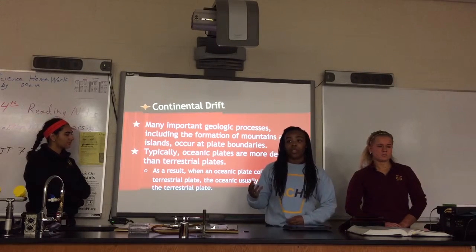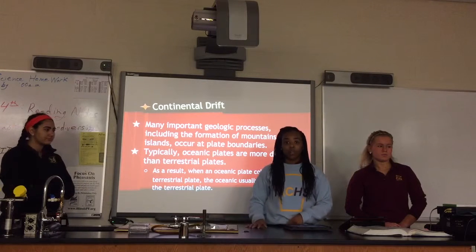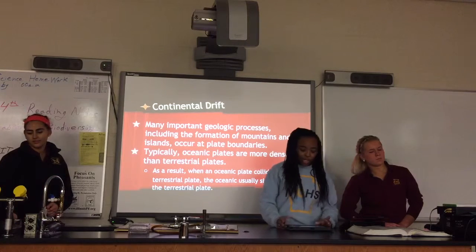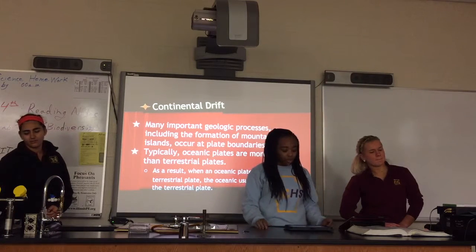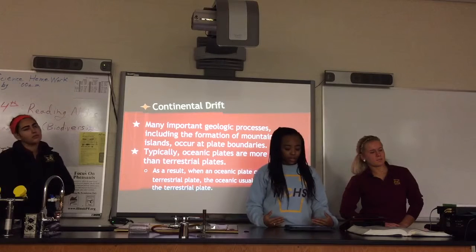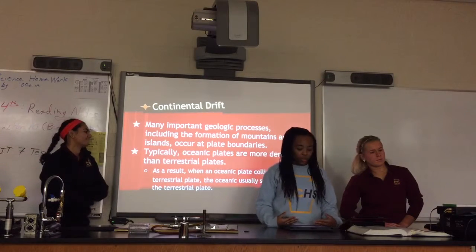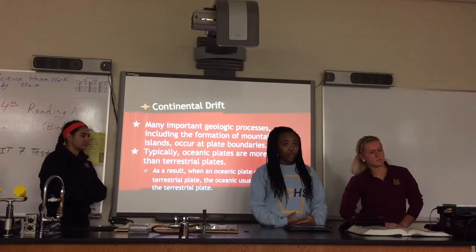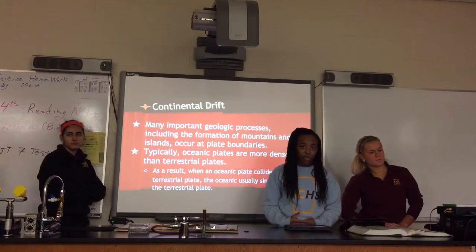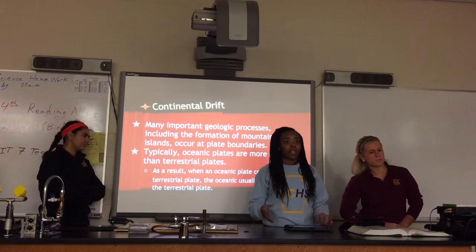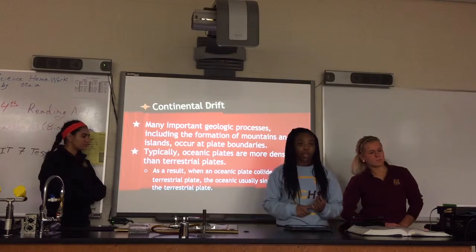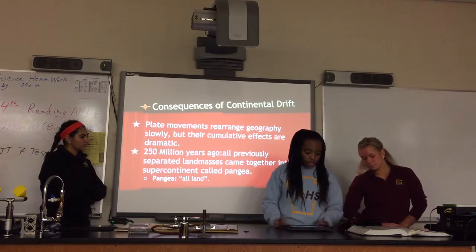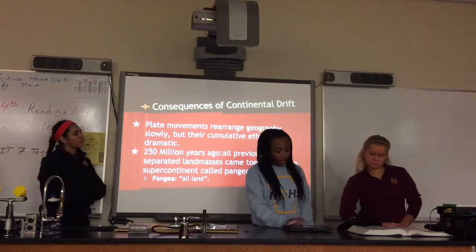All of these examples can be shown when we take a look at oceanic plates. Typically, oceanic plates are more dense than terrestrial plates. So when an oceanic plate collides with a terrestrial plate, the oceanic plate will usually sink below the terrestrial plate. And when two oceanic plates or two terrestrial plates collide with one another, violent upheavals happen, and that's when we get formations of mountains and other things like that. And the consequences of continental drift.